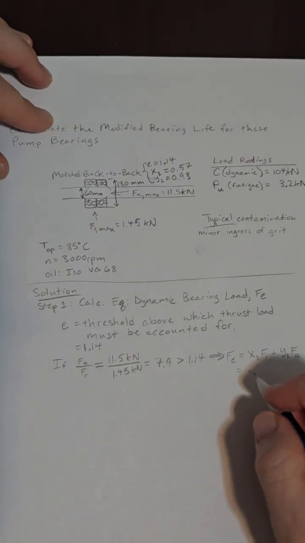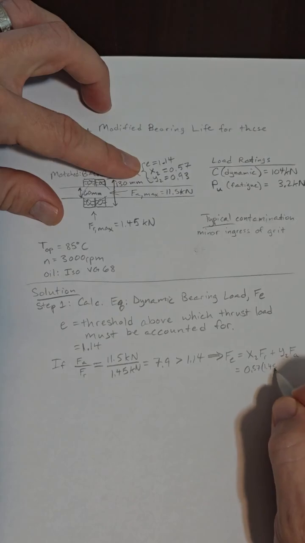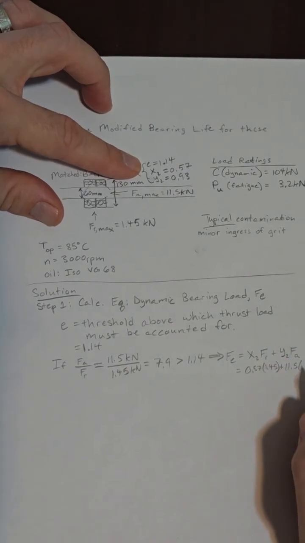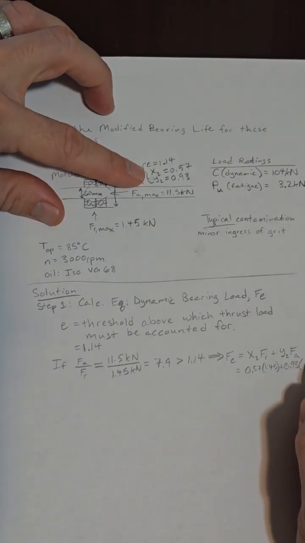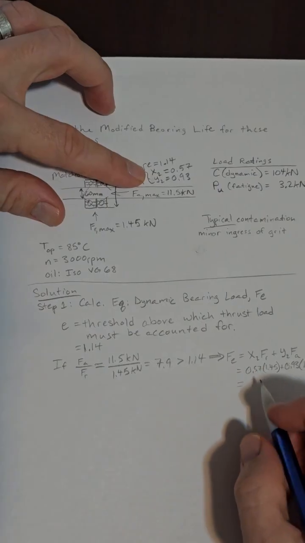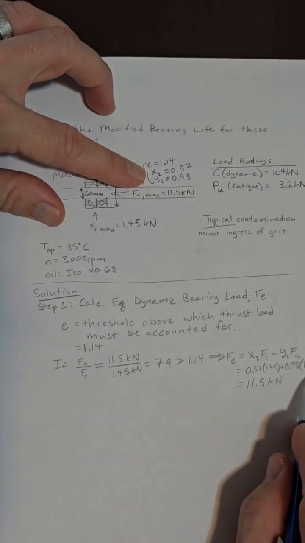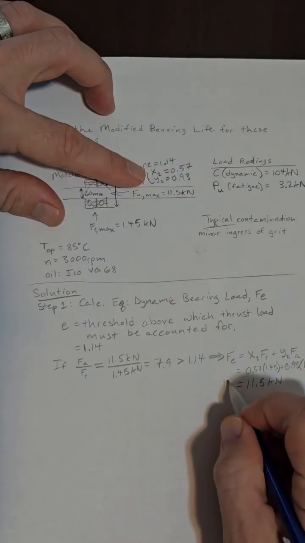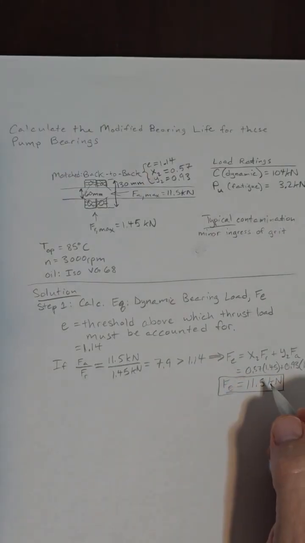So therefore FE equals 0.57 times the 1.45 plus 0.93 times the FA, which is 11.5. And that equals, oddly enough, 11.5 kilonewtons. That's just a coincidence that it's the same as the original axial load. So now we've found the equivalent dynamic bearing load, which is good. We're going to have to use that later.